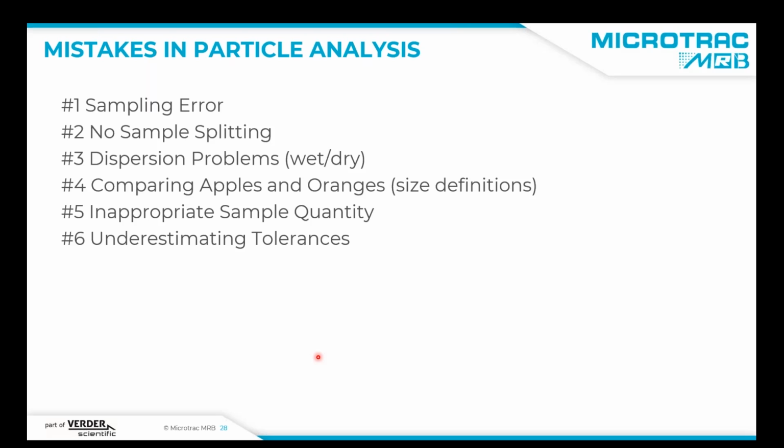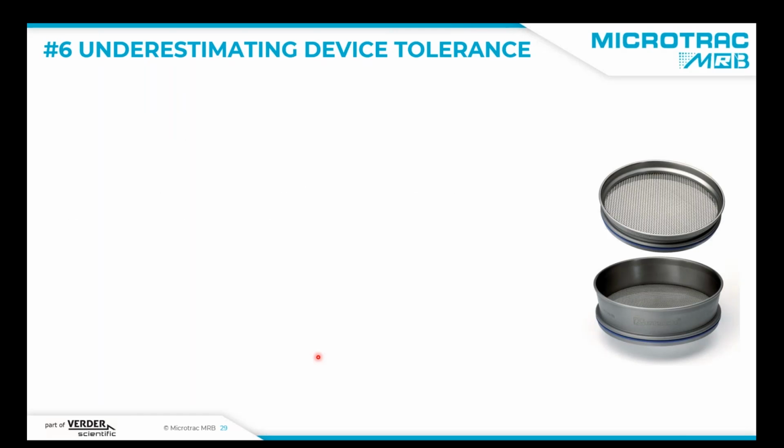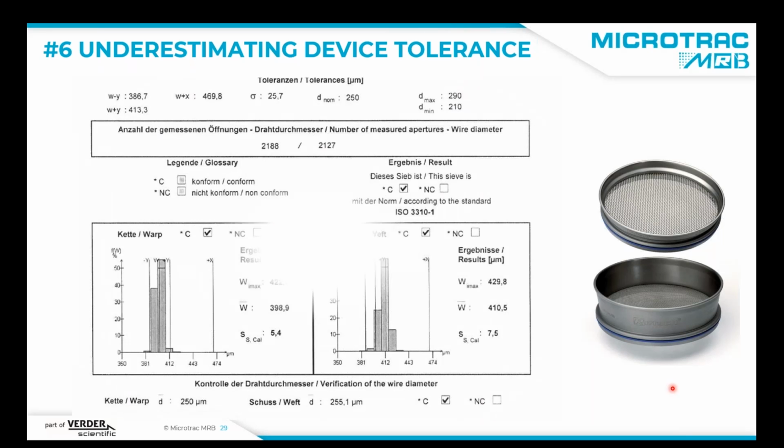Okay, that brings us to item number 6, underestimating tolerances. Again, I will give you an example from sieve analysis, because a test sieve is also a measuring device. These test sieves are produced by our sister company in large numbers, tens of thousands of sieves every year. And every sieve that leaves our factory will be inspected prior to shipment, so that it complies with the relevant standards, which in this case is the ISO 3310-1.